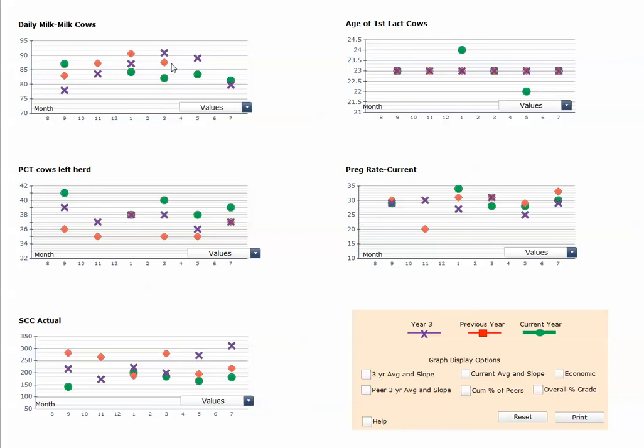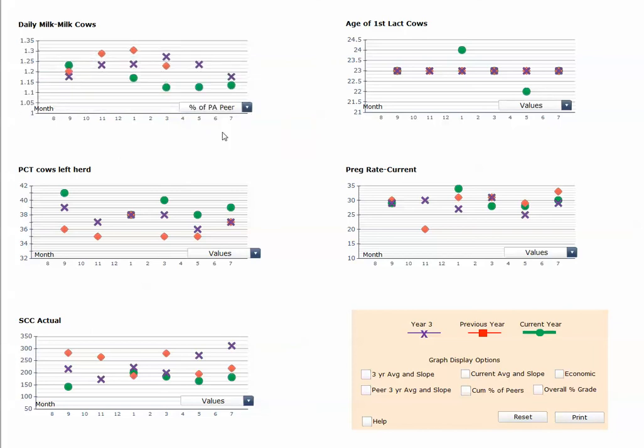We can see this particular herd has some missing values. The data can be presented on a value basis, but one can also change that to look at how these values compared to the peer groups at that time. So we can see that this herd was all above 1, so it was above the average of what the peers were doing for those various months.